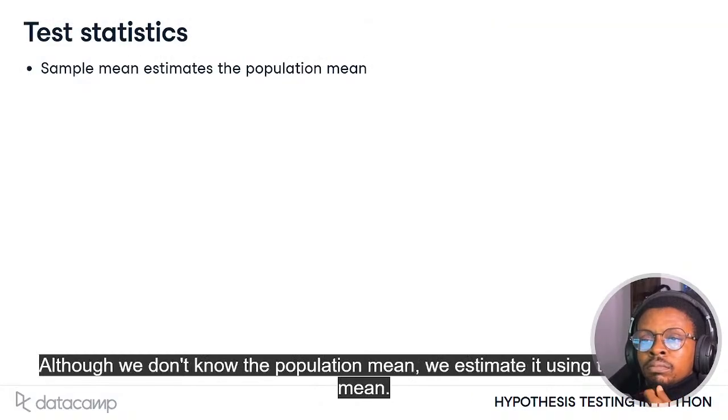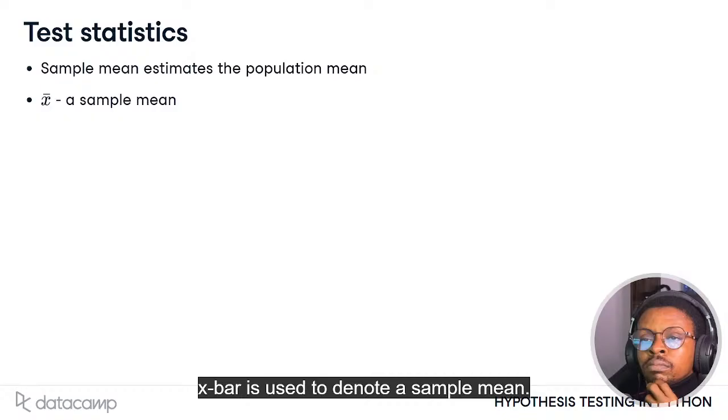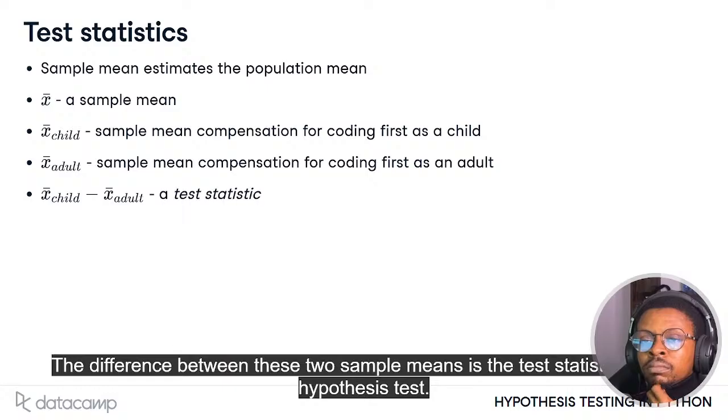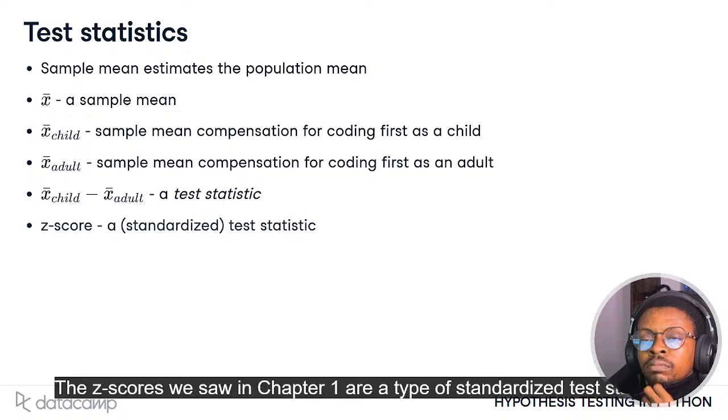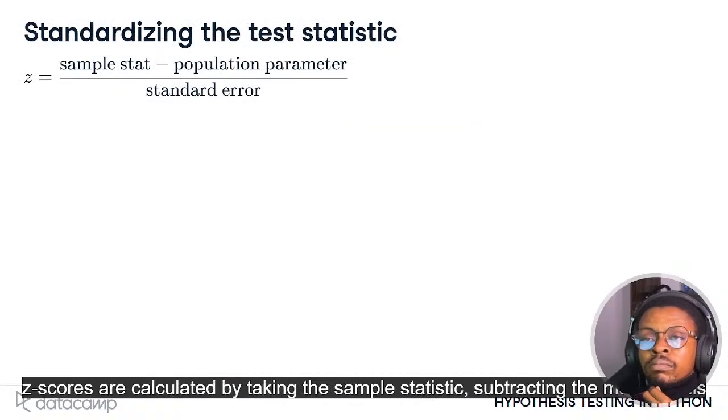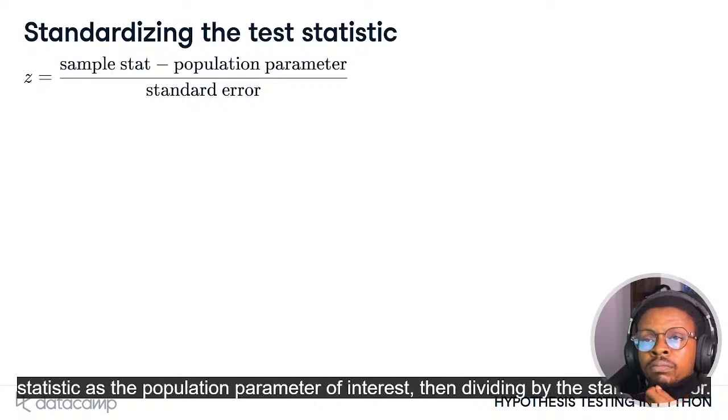Although we don't know the population mean, we estimate it using the sample mean. x-bar is used to denote a sample mean. Then we use subscripts to denote which group a sample mean corresponds to. The difference between these two sample means is the test statistic for the hypothesis test. The z-scores we saw in chapter 1 are a type of standardized test statistic. Z-scores are calculated by taking the sample statistic, subtracting the mean of the statistic as the population parameter of interest, then dividing by the standard error.